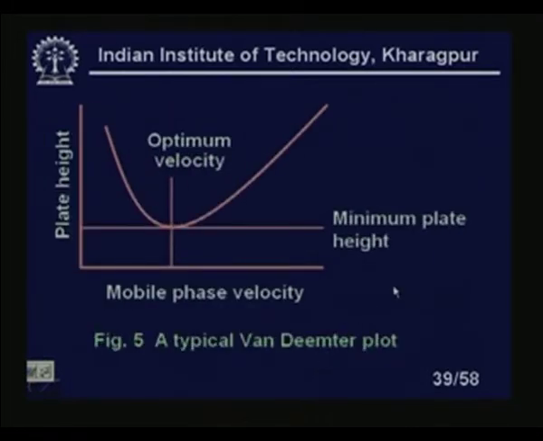So you see here a typical Van Deemter plot. The minimum plate height is like this one. Assuming the plate height is like this, the optimum velocity will give you this point, which will make the minimum plate height.